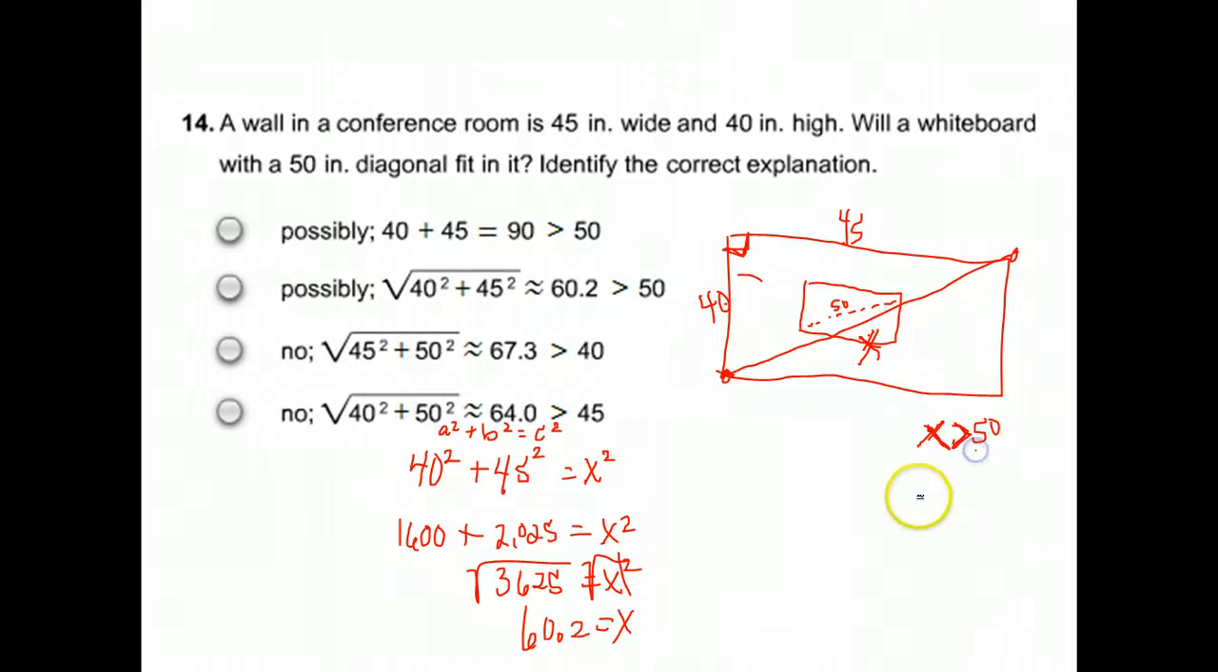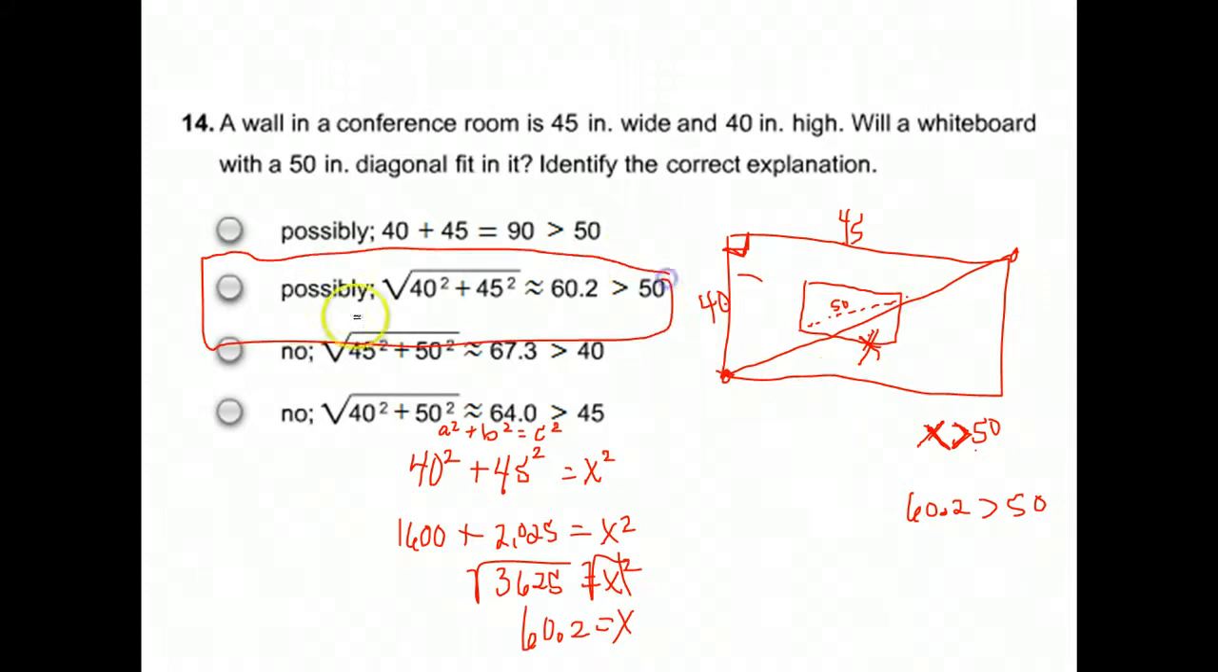So is that bigger than 50? Yes, it is. 60.2 is greater than 50. So yes, it is possible for that whiteboard to fit, and this would be our answer right here. Now all we know is that the diagonal is the right size, but if one of the dimensions is wrong, it wouldn't work. So we say possibly. Diagonal doesn't restrict it.